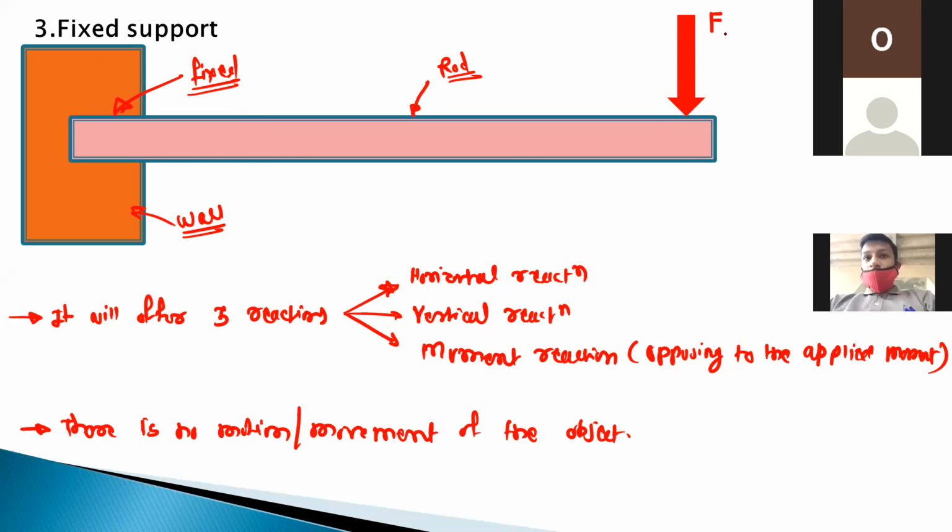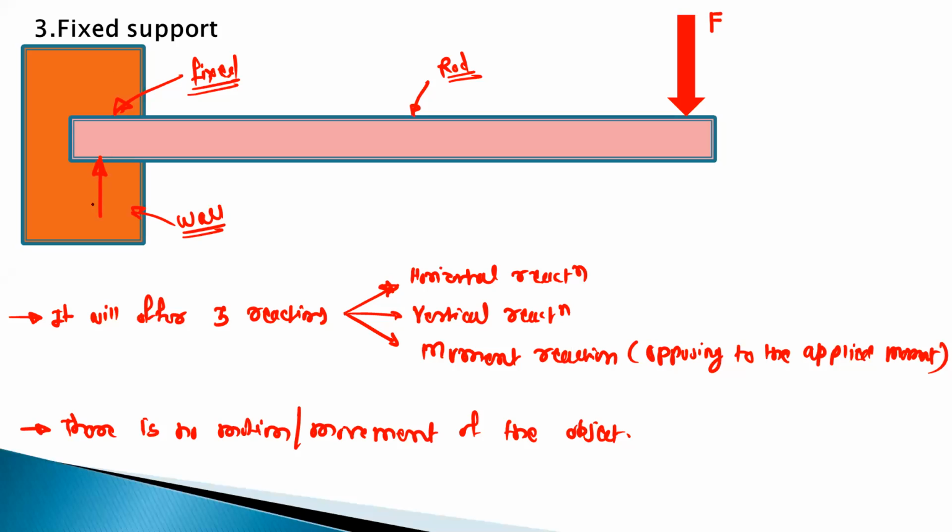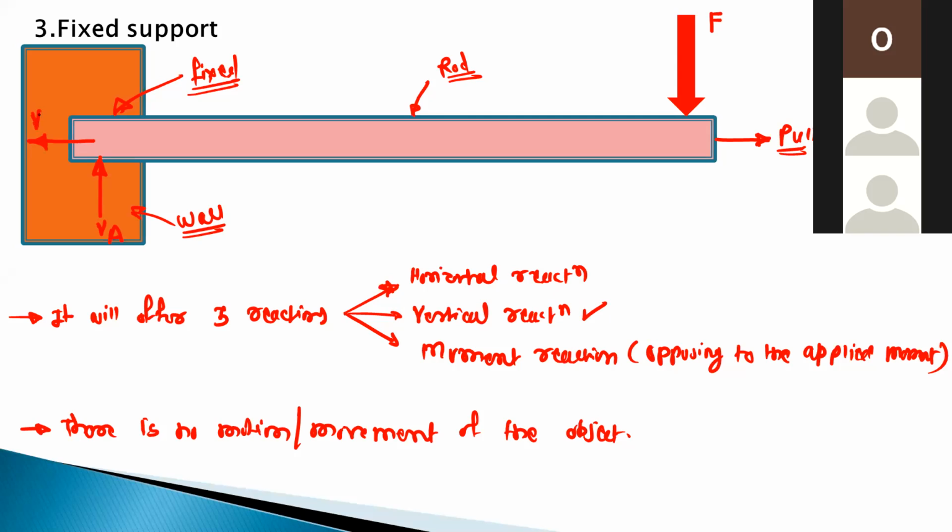If I apply the force F, then there will be opposite reaction offered by the fixed support. So this is called a vertical reaction VA. This is one reaction out of these three reactions. Then suppose I try to pull this object or the rod by applying some force. Okay. Then this fixed support will offer the opposite reaction. So this will be the HA, that is the horizontal reaction.